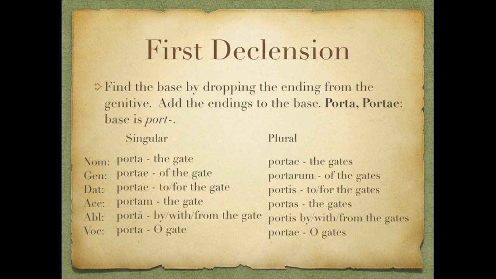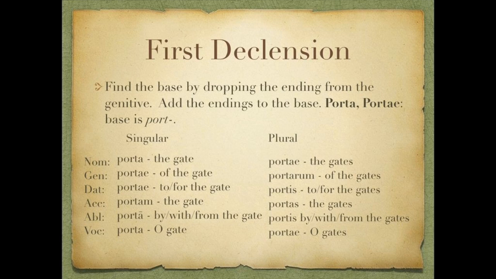So there's our declension. So nominative singular, we'd have porta, the gate. Genitive singular, portae, of the gate. Dative singular, portae, to or for the gate. Accusative singular, portam, the gate. Ablative singular, porta, by, with, or from the gate. And then vocative singular, porta, O gate.